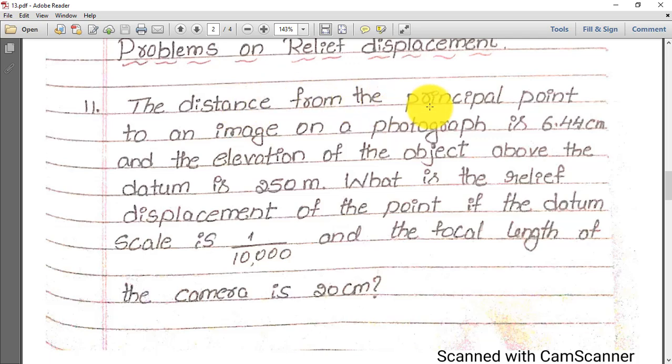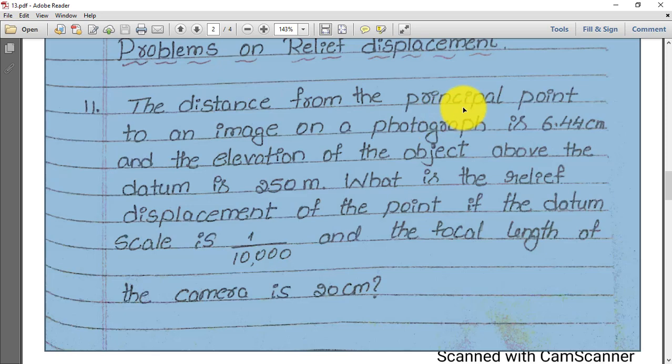So, simple one. First write down the given data. What is the given data here? The distance from the principal point to an image on the photograph is 6.44 centimeter. Whether this is a small r or r naught, two things are there, right? One is small r, another one is r naught.